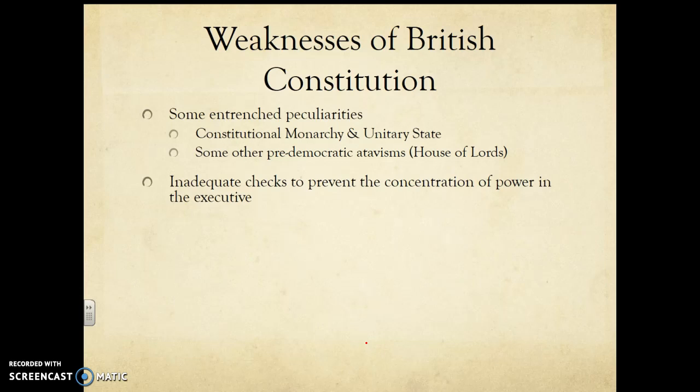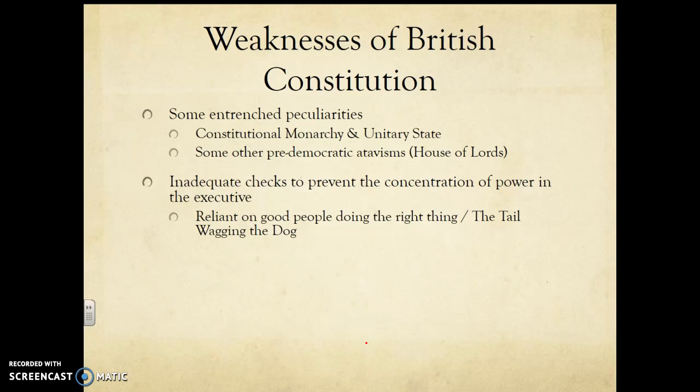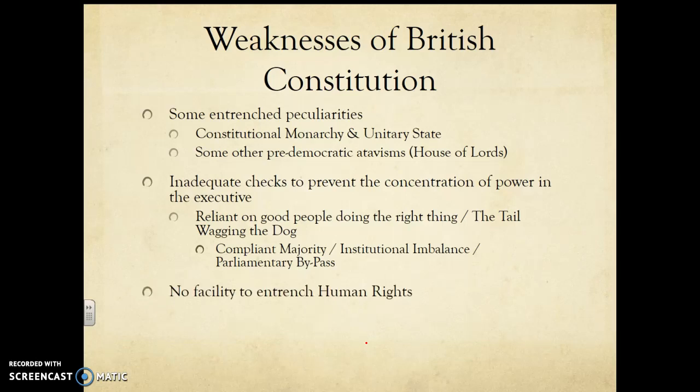The main problem, however, is that we have inadequate checks to prevent the concentration of power in the executive. We don't have any system of checks and balances, and as a result of that, the tail can wag the dog through all of the other mechanisms that I've explained in great detail in other presentations. Finally, we have no ability to entrench human rights because of all the things we talked about, because they're described by statute law. And so these are going to be the three main criticisms that you should deploy.